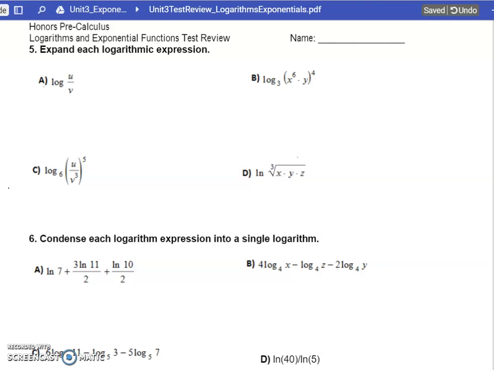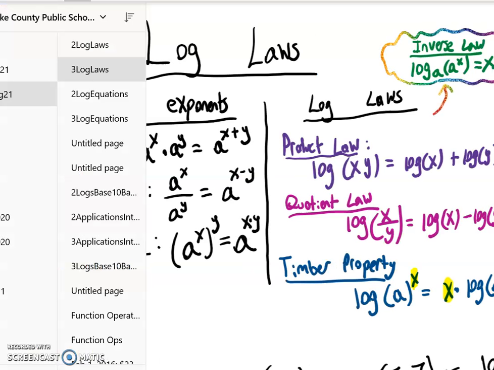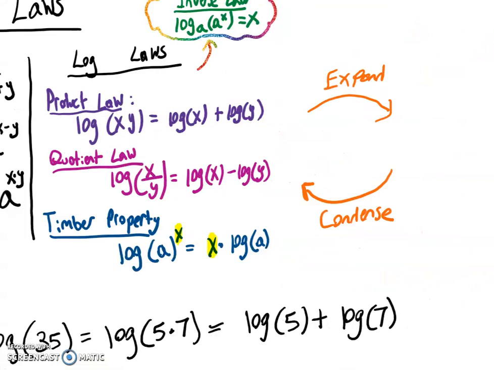All right, here we are with the logarithms and exponential functions test review, problem 5 and 6. So first, before we dive into these problems, we want to refresh ourselves on the log laws.